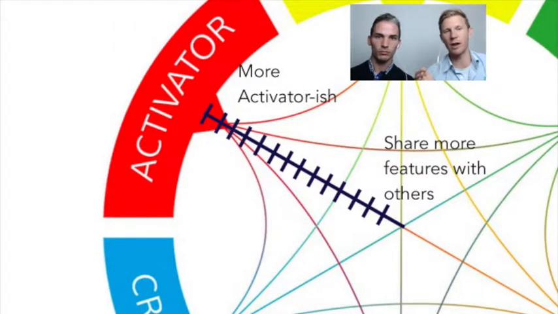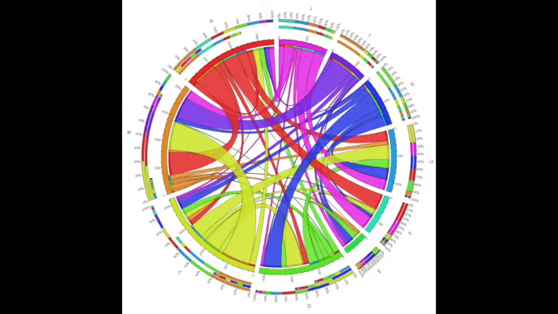If you're an activator right on the perimeter of the circle, you'll be a hardcore activator, really fiery, really competitive. But if you're an activator with other features that bring you closer to the center, then you'll share more traits with other people. And I think you may remember from the Circos picture.